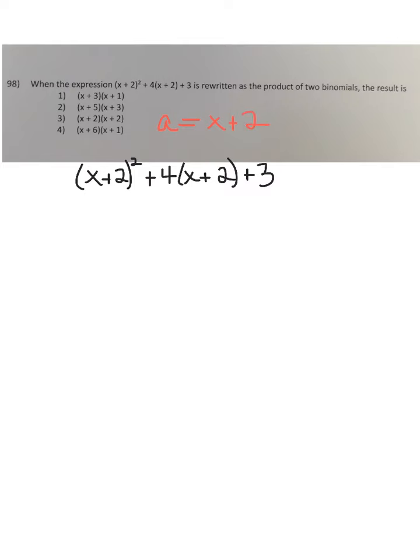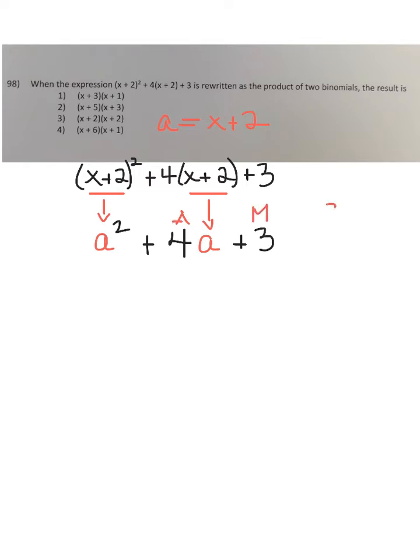Okay, so then what I'm going to do is replace this with A, and replace this with A. And then we know that this is A squared plus 4A plus 3. There we go. Okay, now let's look at what we have here. We have 1, 2, 3 terms. There's no GCF. Nothing goes into all three of these terms besides a 1. So then we know that if we have a trinomial with 3 terms, we're going to figure out what adds to 4 and multiplies to 3.